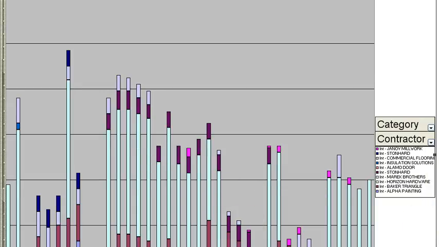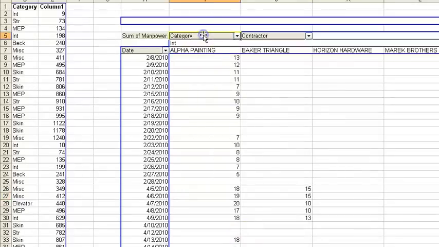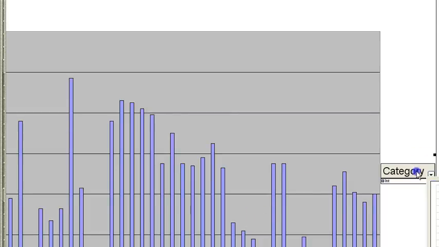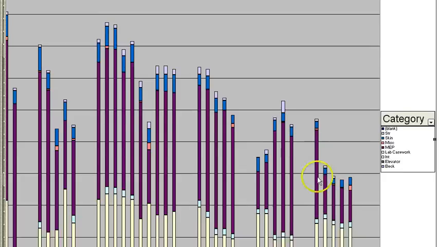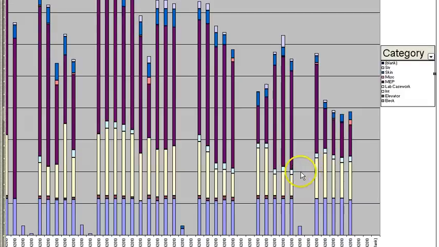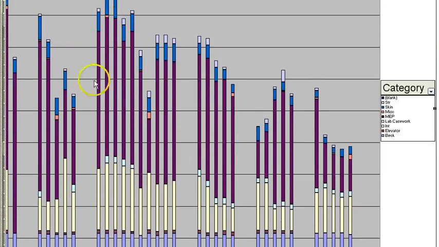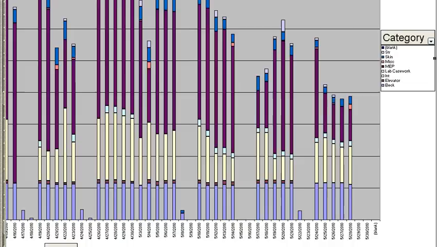So if I want to go back and get rid of the contractor, just show by category what kind of subs I have on site. Show all. So this is showing that Beck has 58 people there on that day. Interiors had 61, lab casework had 7, MEP had 55 guys on site, and skins had 9. Structure had 4. So we can see our bell curve taking shape there. It's pretty sweet.